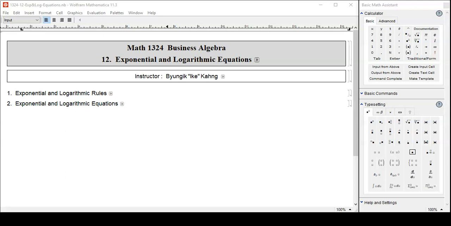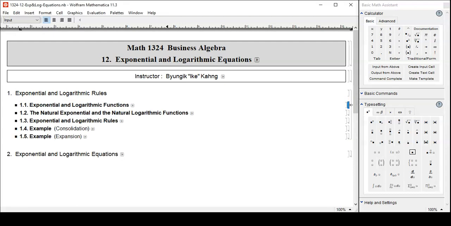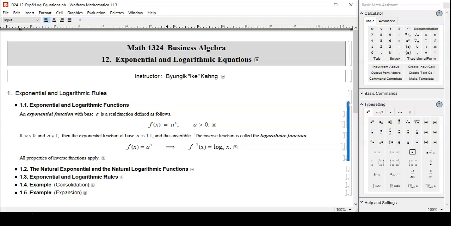Hello Math 1324 students. Let's begin Lesson 12, Exponential and Logarithmic Equations. Previously in Lesson 11, we studied exponential and logarithmic functions. Let's review those just a little bit, as briefly as possible.